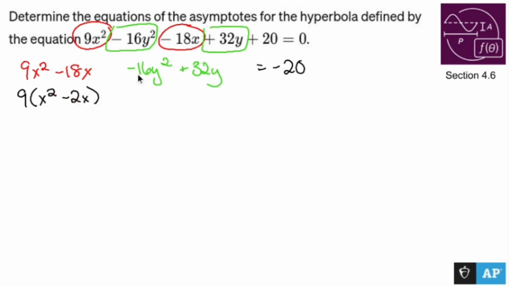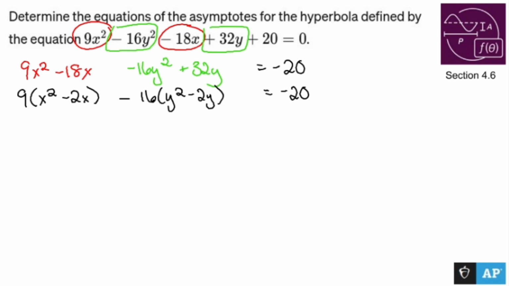Now what we're going to do is factor out the -16. That's where our negative comes from. So -16(y^2 - 2y) equals -20. Now, I'm not where I need to be. I'm not at all where I need to be. So this is what I need to do.